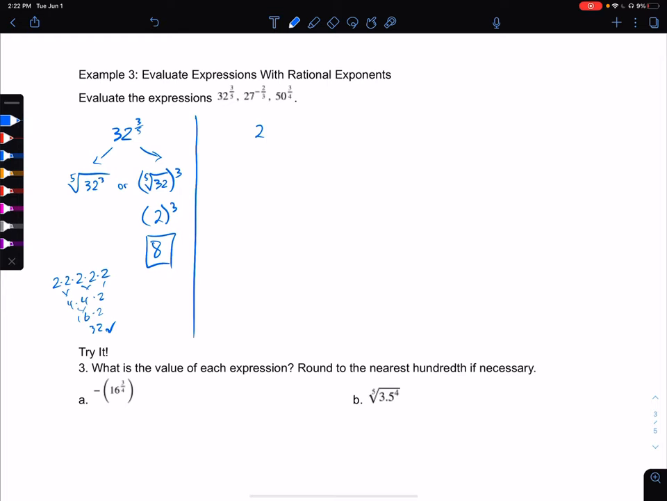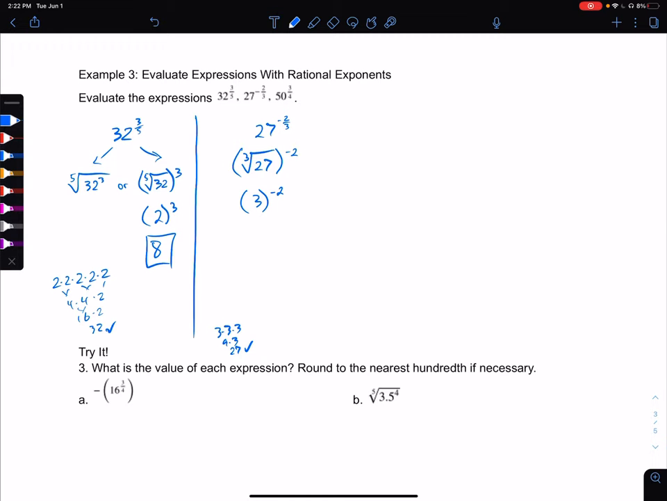Second one, we have 27 to the negative 2/3 power. Now what's different about this one? They're just throwing a negative into my exponent. So we're going to treat that the same way. This is going to be the cube root of 27. This time I'm going to put the negative 2 on the outside there. So the cube root of 27, what times itself 3 times gets me 27? Well, let's check. 3 times 3 times 3 looks like it's going to be 27. So this is going to be 3 to the negative 2nd power.